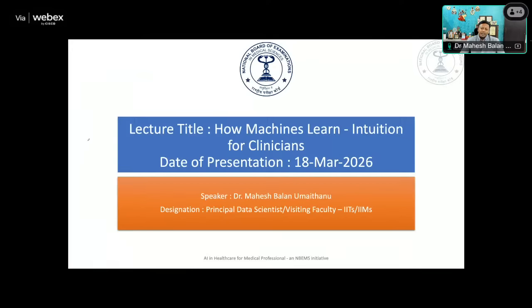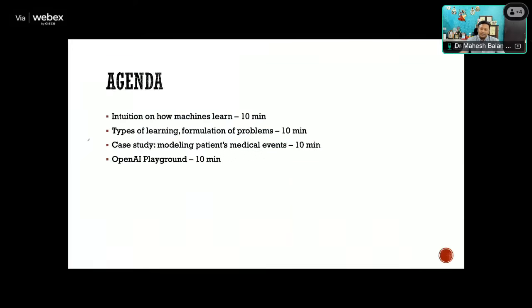So the agenda for this session is how machines learn, intuition for clinicians. I planned to split this session into two. The first half can be a little bit technical because I want to intuitively let you know how these machines are learning, so we can draw parallels to how we as humans learn. We see something and we learn from it. It's not that different from how these machines learn.